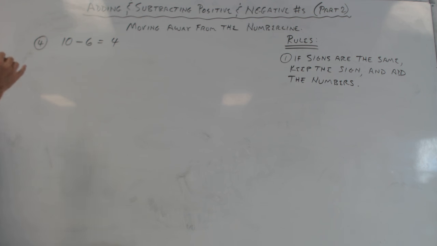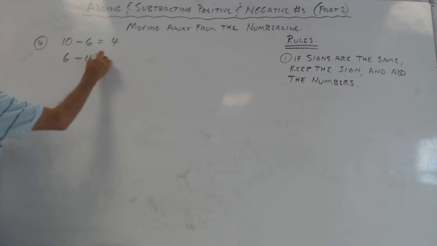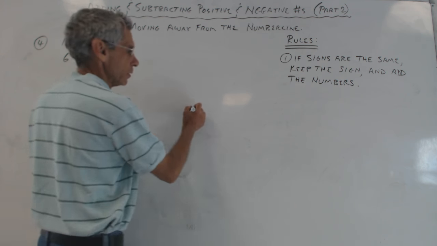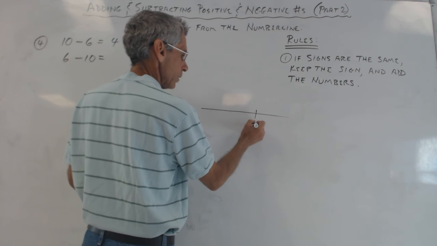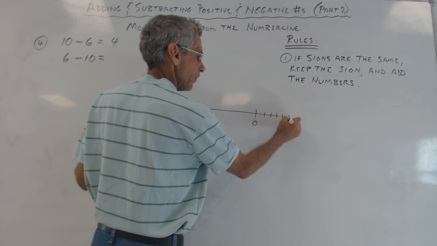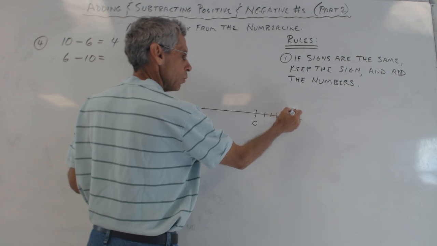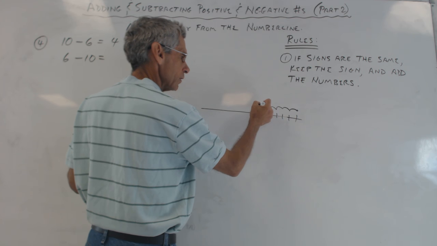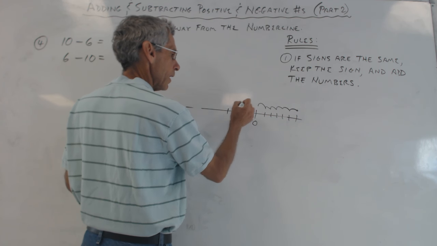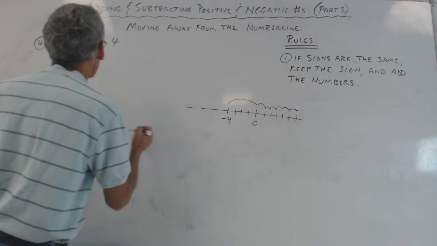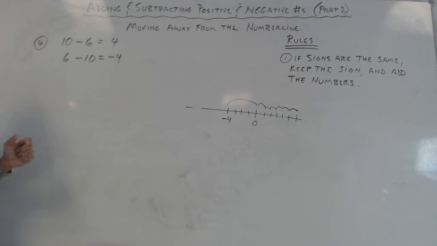Now, thinking about the number line, what is 6 minus 10? Let's see. So I've got 0, 1, 2, 3, 4, 5, 6, and then minus 10. So 1, 2, 3, 4, 5, 6, and then 7, 8, 9, 10. That's -4. Okay, so that's one. We're just doing a few to try first.